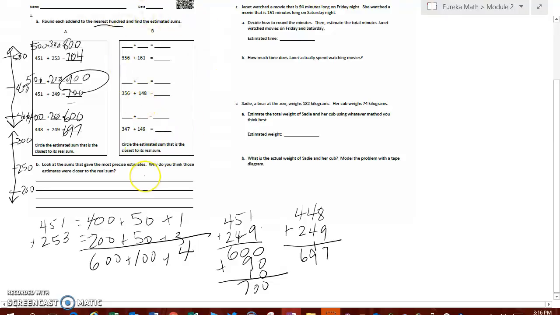Similarly, you could do the same thing for part B. I'm not going to worry about that right now. If you would like to try that on your own and show me, you can certainly do that. But for part B, it says, look at the sums that gave the most precise estimates. The word precise means exact or closest to exact. Why do you think those estimates were closer to the real sum? So look at this. Why do you think this estimate was the closest to the actual? Well, if I look at my estimates, my rounded numbers, I can see that 500 is only 9 away. It's actually 9 more than the actual.